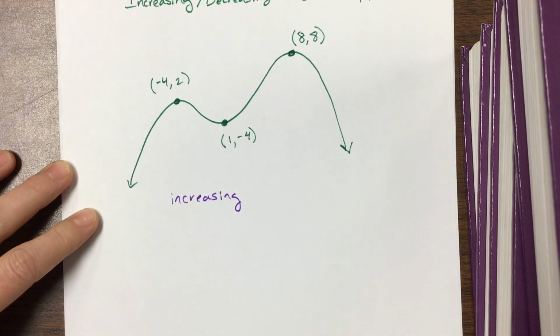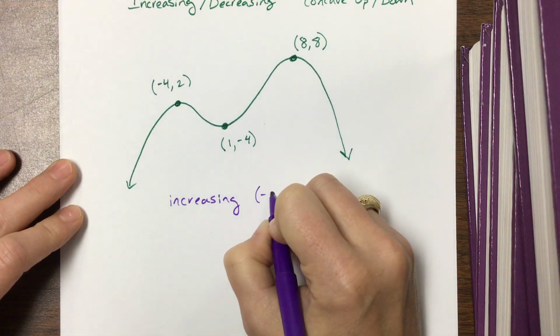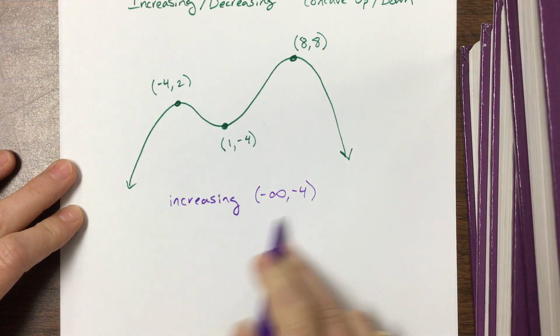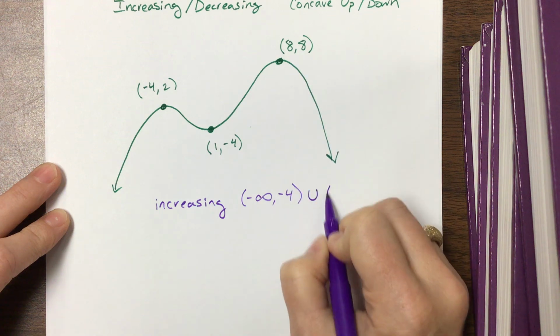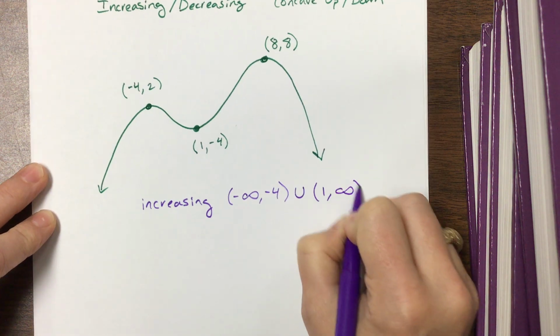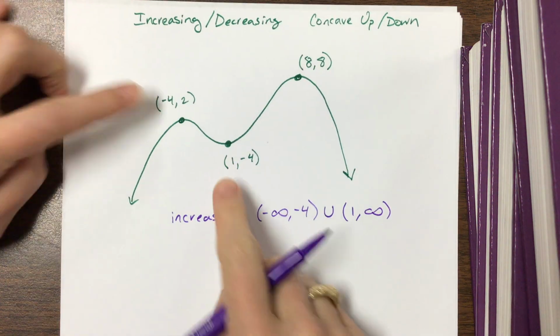So you'll tell me that this particular function is increasing from negative infinity to -4. Notice I'm just using the x values. Union, and then it's increasing again from 1 to infinity. So I was using those x values as I talked about that.